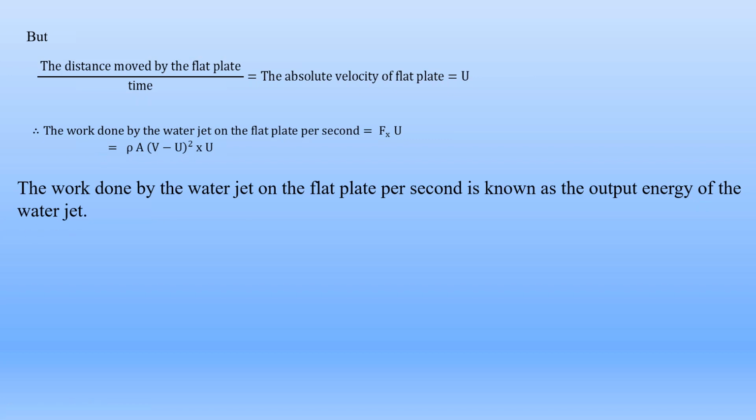Here the water jet also has another energy, the input energy. Just now we discussed the output energy of the water jet. What is that output energy? The work done by the water jet on the moving plate per second is called the output energy of the water jet. Similarly, we have the input energy of the water jet. What is that input energy of the water jet?